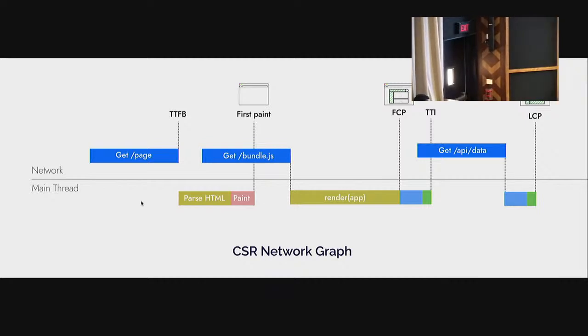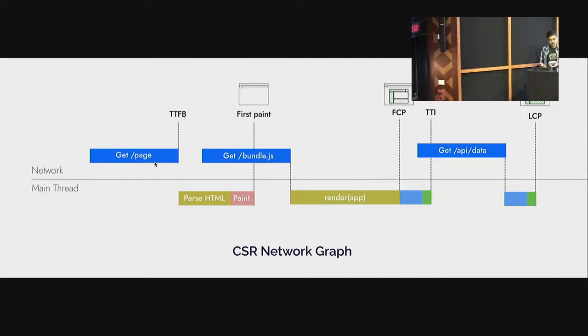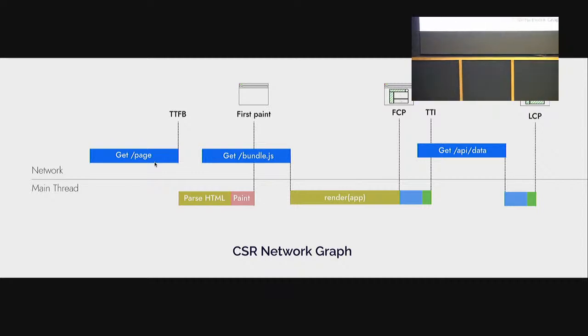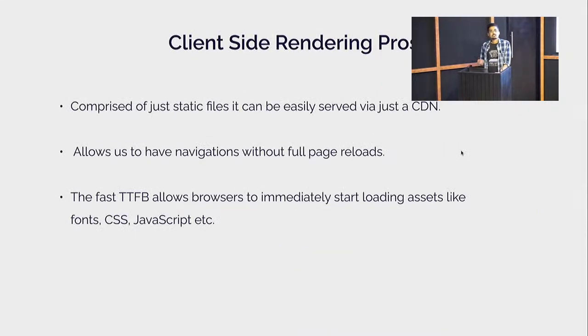So this is how the network graph looks. We have a pretty fast time to first byte because it's just a static index.html that the server needs to serve, and then we have the first paint when the browser parses the initial HTML, but the user keeps seeing a blank screen until the JavaScript is downloaded and the app is rendered, and the React code is downloaded and the browser executes the JavaScript. Then we get the first contentful paint and time to interactive after that, and after fetching the data we get the largest contentful paint. So what are the benefits of client-side rendering?